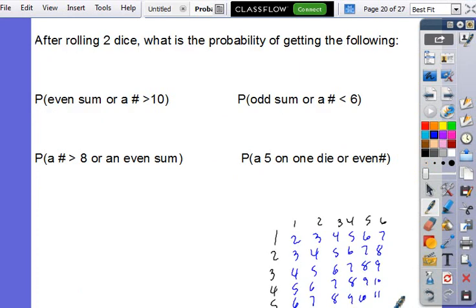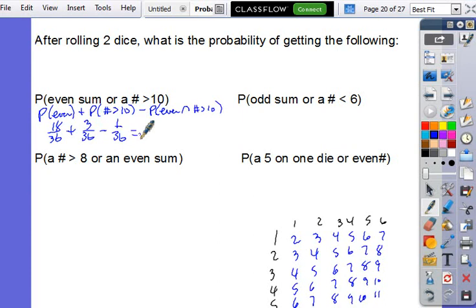All right, so I've got even sum or a number bigger than 10. Those are overlapping because I can have an even number that is also bigger than 10. So I'm going to do the probability of even first, plus the probability of a number greater than 10, minus the probability of even and a number greater than 10. So how many even numbers do I have in my chart? 18 out of 36. Plus numbers bigger than 10 over here: 3, just the 11 and the 12. Minus, how many are even and bigger than 10? 1, just the 12. That's the only one. So I add those up. 18 and 3 is 21. 21 minus 1 is 20 over 36. Simplifies down to 5 over 9.